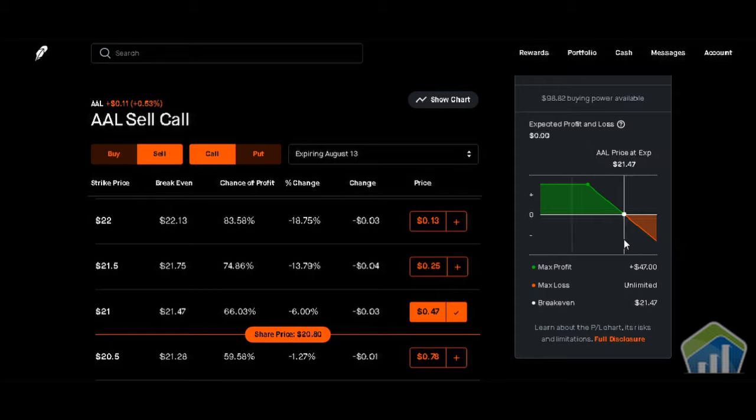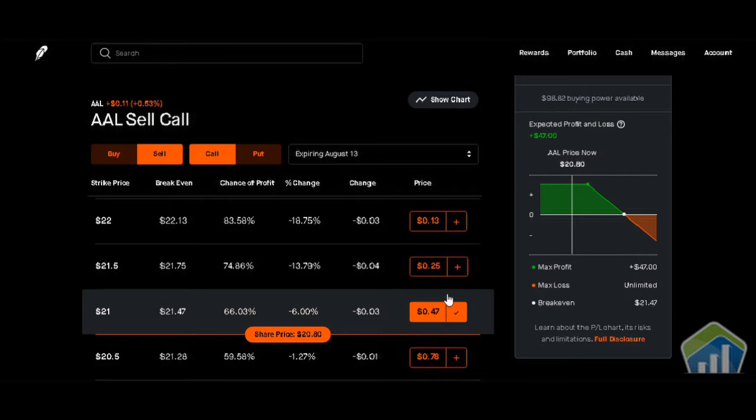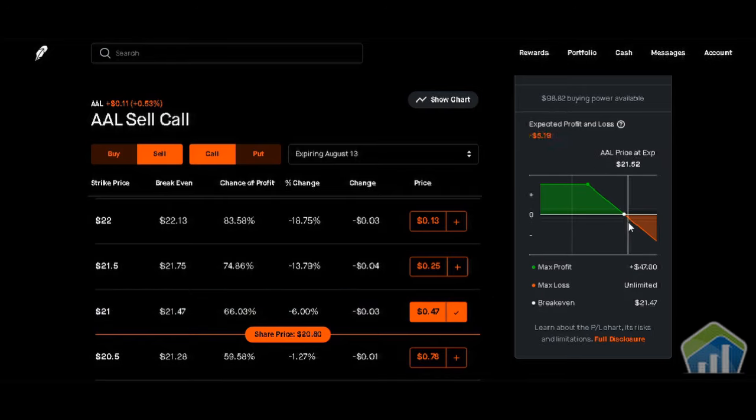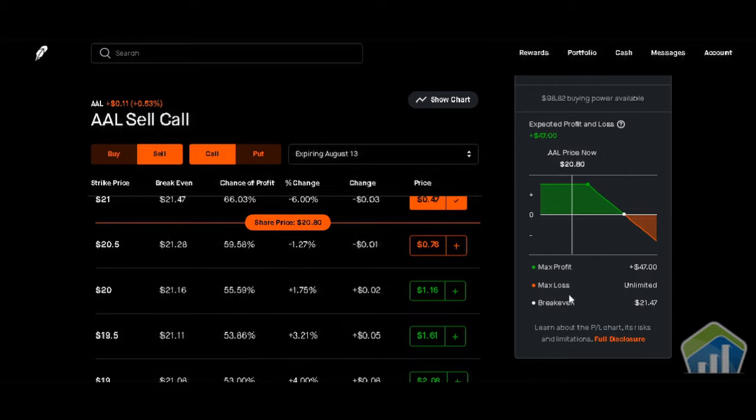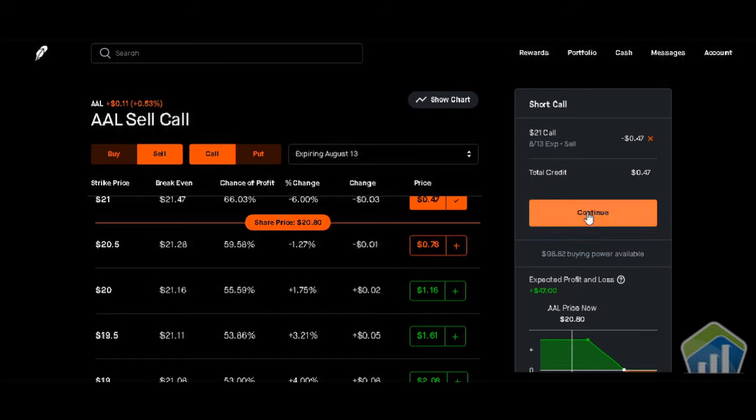So at this white dot right here, $21.47, this is where the $47 mark starts becoming a little blurry, right? That $47 they paid you up front obviously starts turning negative. You don't have to pay any money out or anything like that because you've already sold your shares at $21, right? Gotcha. So what we're going to do is scroll up, click on continue.